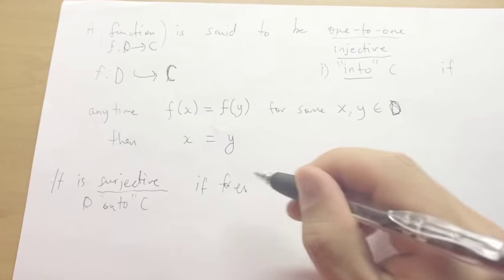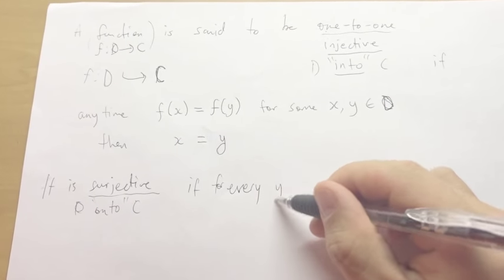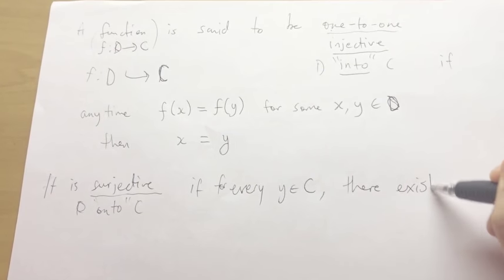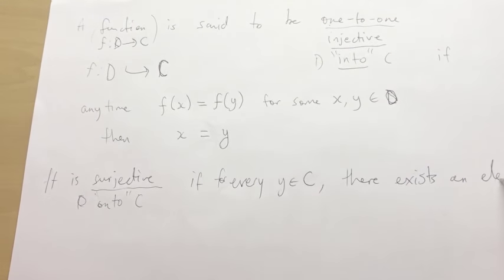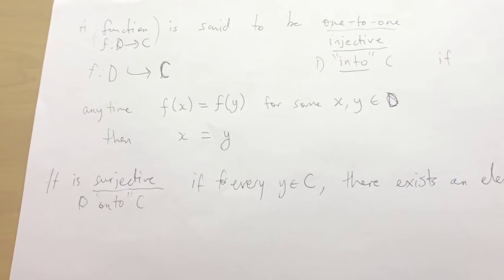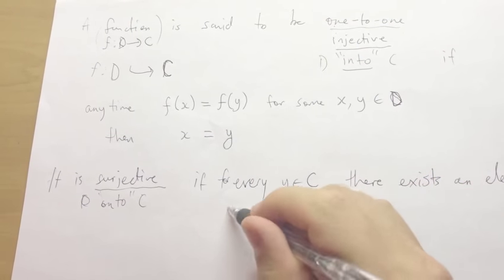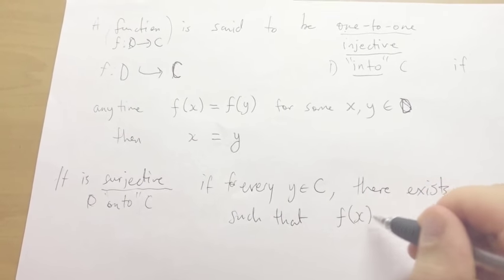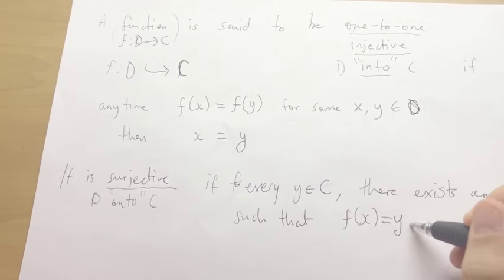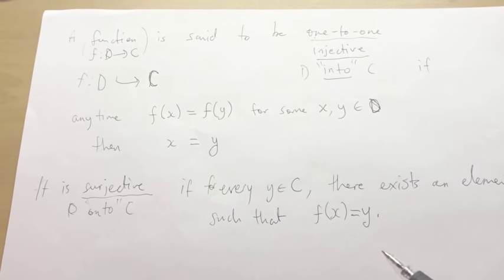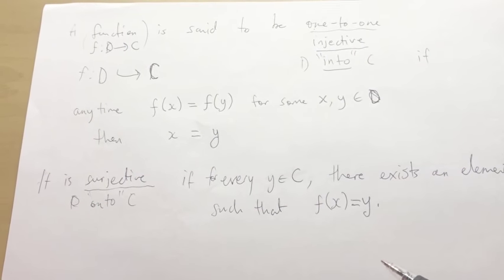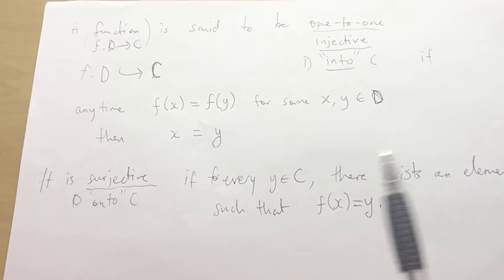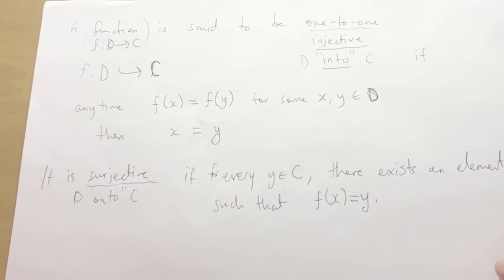If for every element y of the codomain there exists an element x in the domain such that f of x equals y. So this is saying every element of the codomain is actually an output of the function. So there is some input that reaches every element of the codomain.